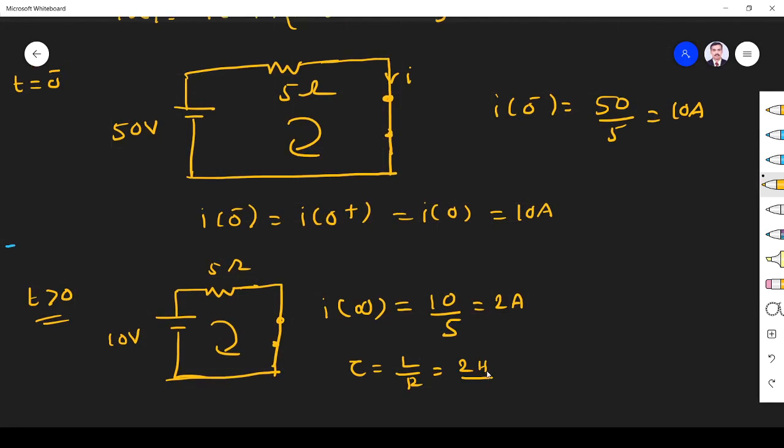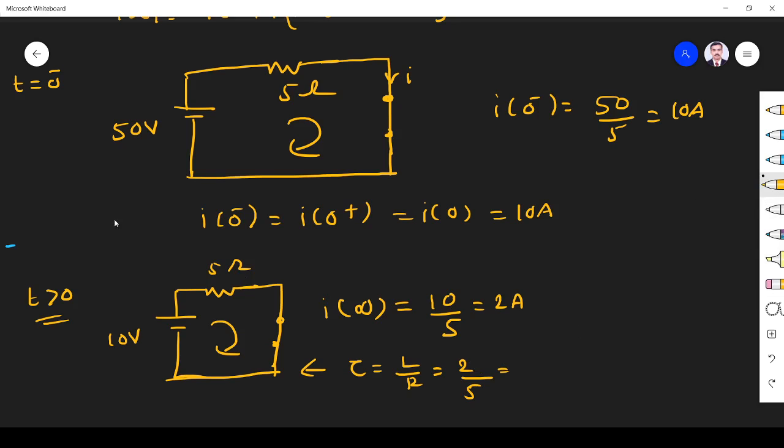Fine. R is 5 ohm. So we have to find the value of L at time constant tau equal to infinity. Here L is 2, R is 5, so 2 by 5. Okay, 2 Henry, I just put it.